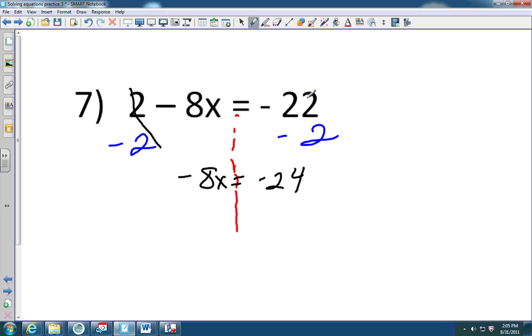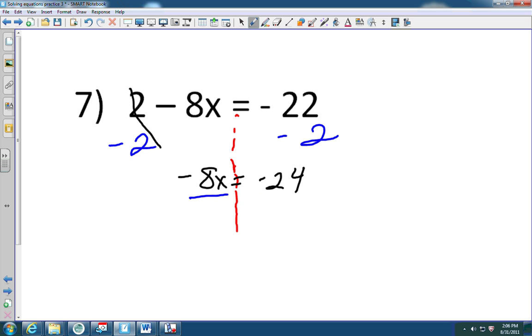Now, why did that happen? Well, I've got 22 negatives, and I have 2 more negatives. That means I've got 24 total. Or, if you think about it like this, if the signs are the same, you can add them together and just take the sign of what they both are. So they're both negatives, so add them together, and you get 24.